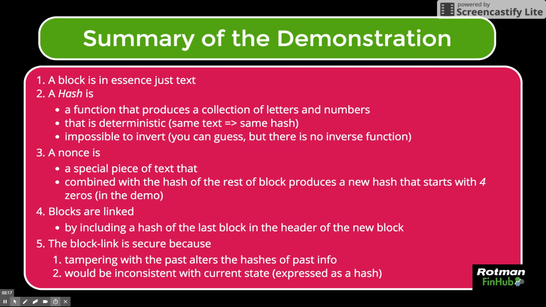Now, in the demonstration, I also showed you what a nonce is. A nonce is a particular piece of text so that when you combine it with the hash of the remaining information, it produces a new hash, which in this particular demonstration starts with 4 zeros. That is a very crucial component that we'll need in what's referred to as the consensus protocol, which is what allows us to update information on the blockchain. Again, we have not gotten to that at this point, but we'll go into very great detail in the next lecture.